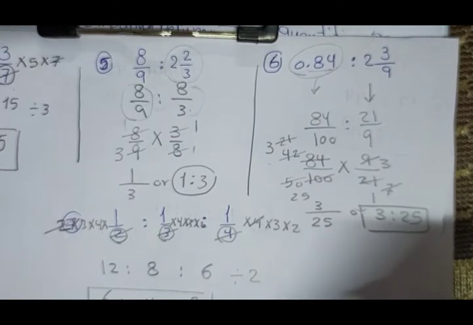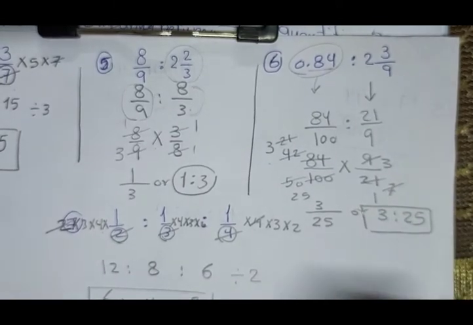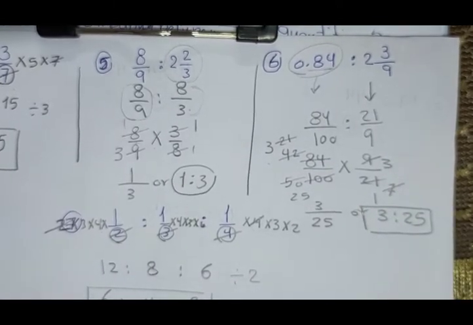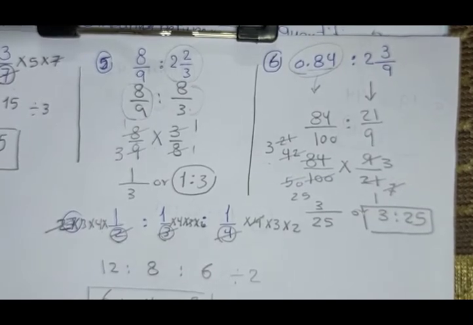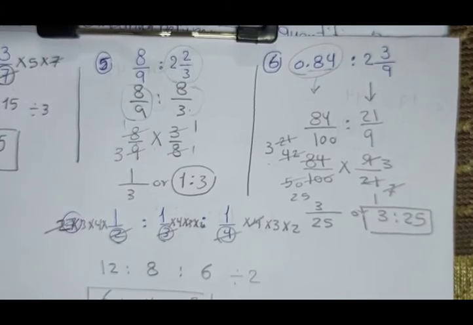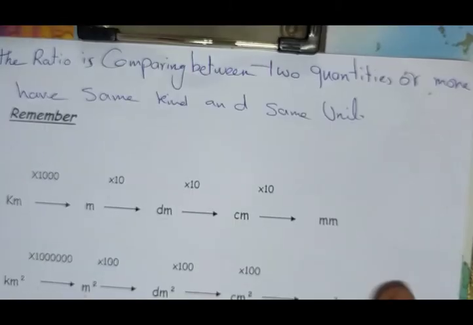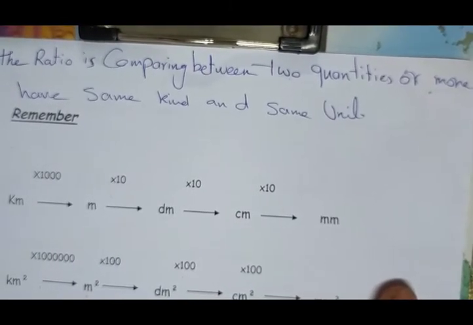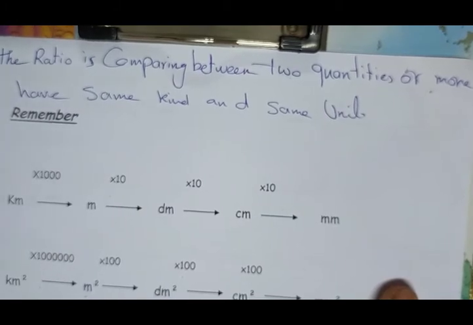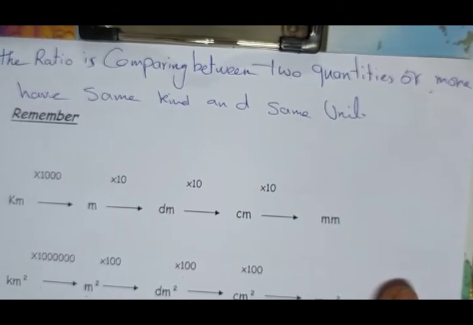Next property I have, the third property and the last one. Ratio is what? Ratio is comparing between two quantities or more that have the same type and the same unit. Let's explain in more detail with this example. The ratio is comparing between two quantities or more that have the same kind, same type and same unit.